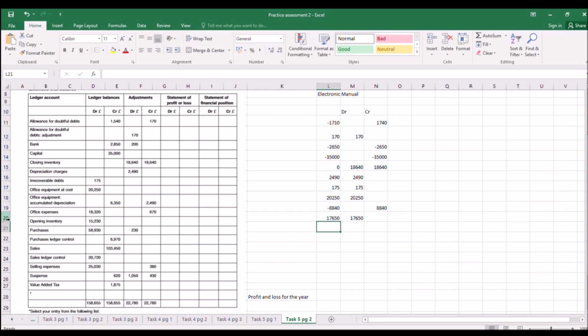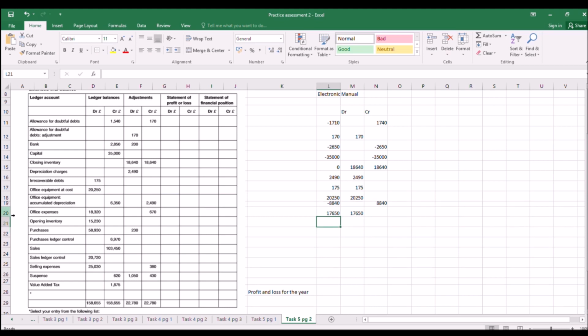So we started to slide out a little bit, haven't we? Let's just get these all back into order again, into line. Our opening inventory 15320, which is going to be a debit 15320. It's going to go into our statement of profit and loss. Our purchases, we've got plus 58930, and then we've also got another debit 230. So that is that one there. Our purchase ledger control account is a credit minus 6970 and 6970 there.